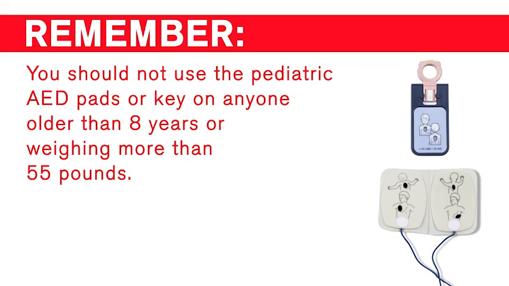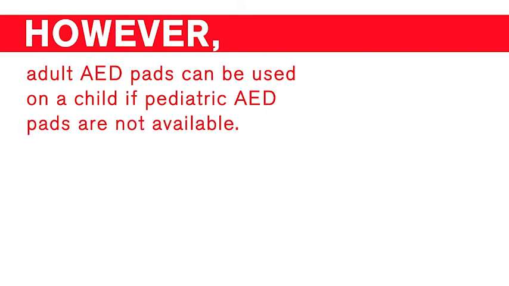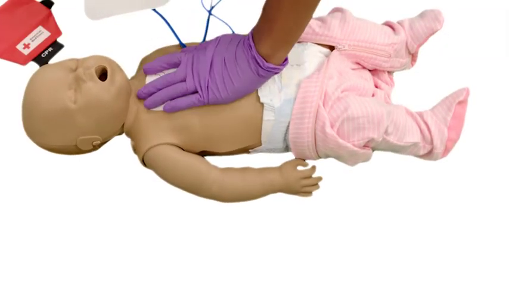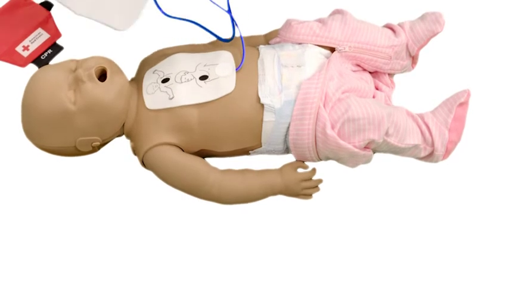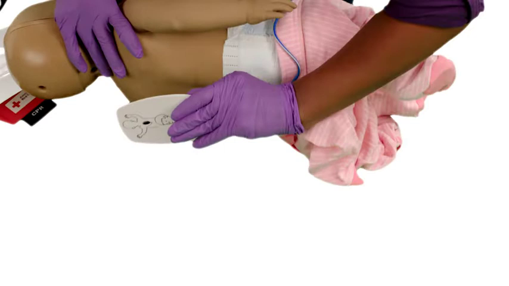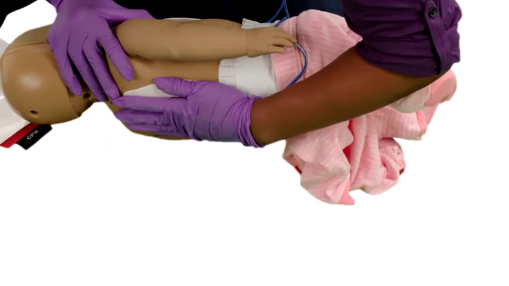Remember, you should not use the pediatric AED pads or key on anyone older than 8 years or weighing more than 55 pounds. However, adult AED pads can be used on a child if pediatric AED pads are not available. If the pads touch, which is usually the case with small children and infants, place one pad in the middle of the chest and the other pad on the back, between the shoulder blades.